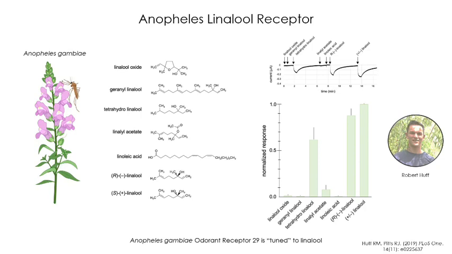In this case, here's a mosquito, Anopheles gambiae, which is one of the primary vectors for malaria in sub-Saharan Africa. And after screening, we had this hypothesis that there was a receptor, it's called OR29, that would be tuned to linalool. I won't tell you the history of that, but we thought this might be the case. And in fact, it was.